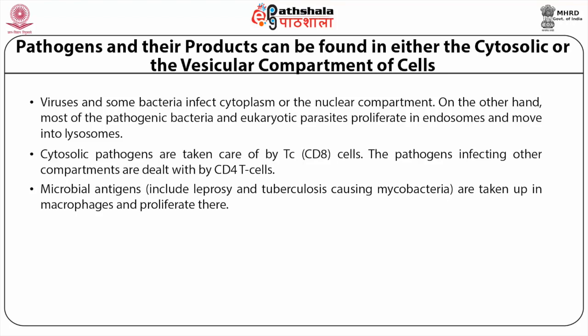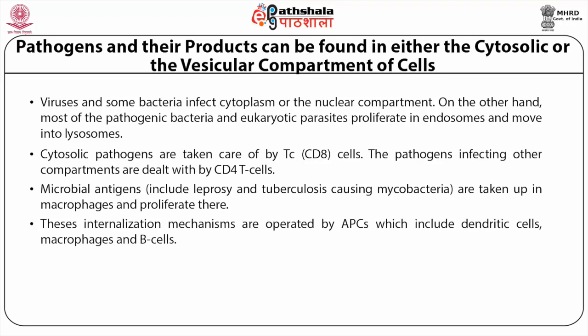There is another route by which pathogens or their products end up in intracellular vesicles. Bacteria secreting toxins, etc., along with their products enter cells by phagocytosis, endocytosis, or macropinocytosis. These internalization mechanisms are operated by APCs, which include dendritic cells, macrophages, and B cells.